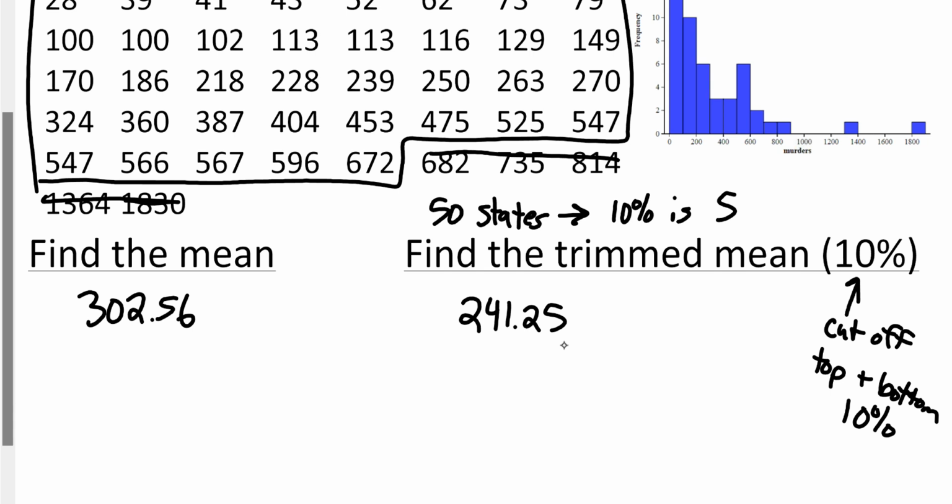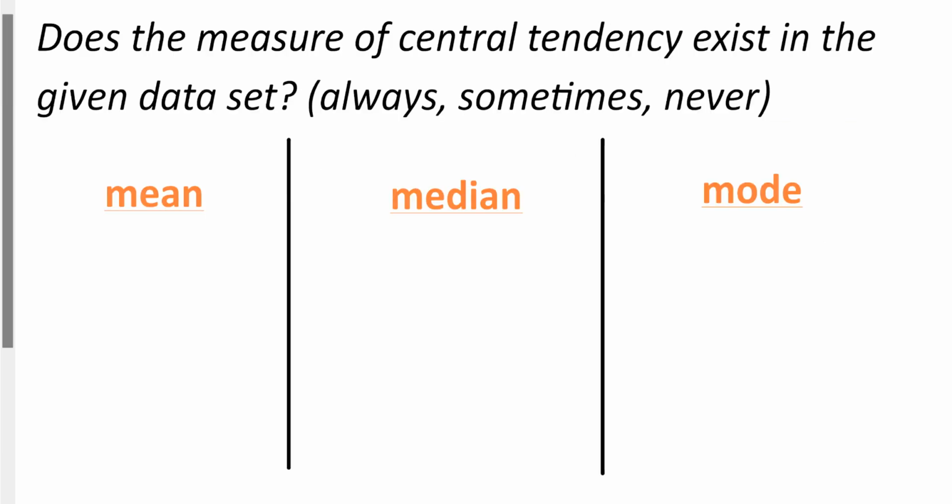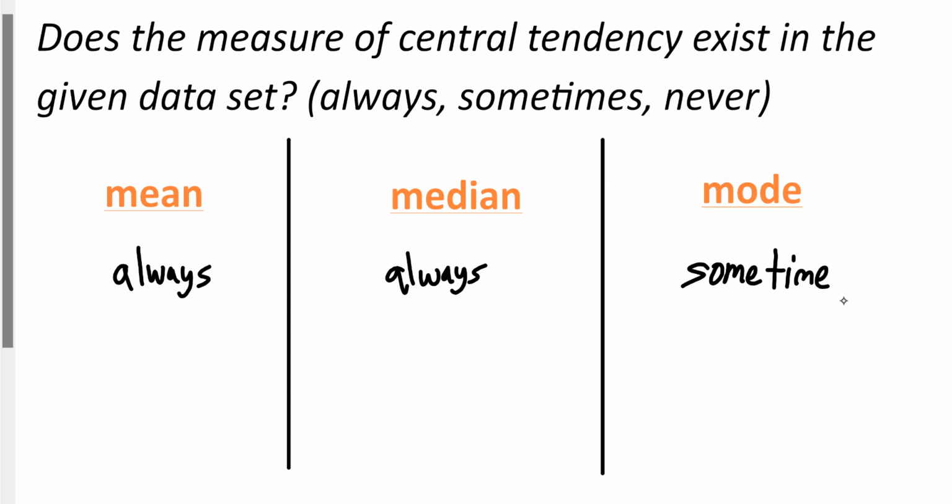So I want to do a quick recap. Two questions. One, does the measure of central tendency exist in the given data set? Always, sometimes, or never. With a mean, we talked about this before, there's always going to be a mean. There's always going to be a median. And there's sometimes going to be a mode. Sometimes there's no mode or they're all the same, so we say there's no mode.